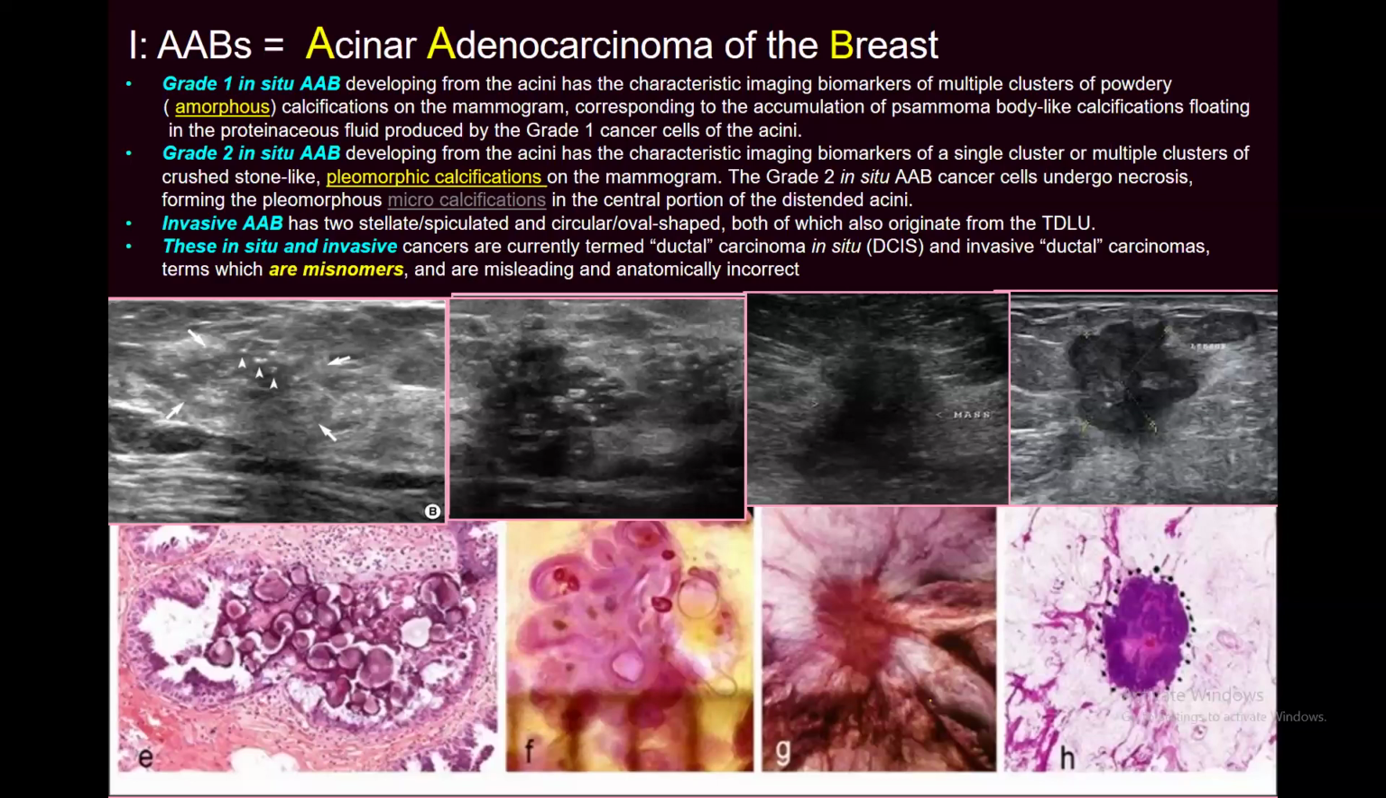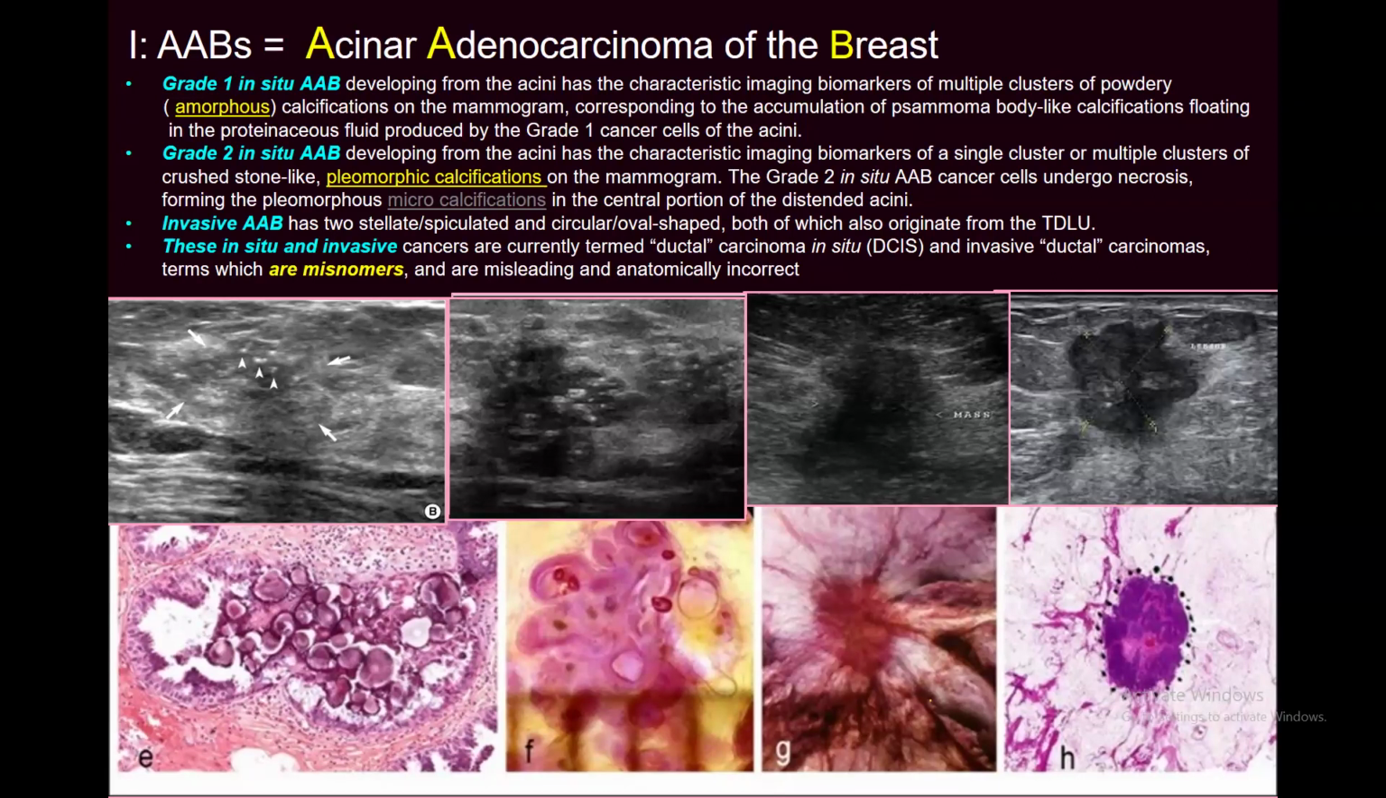Okay. So as we mentioned before, regarding DCIS or acinar adenocarcinoma in situ, usually it will be grade 1 or grade 2. See? If it is grade 3, it will be ductal. It will not be acinar.